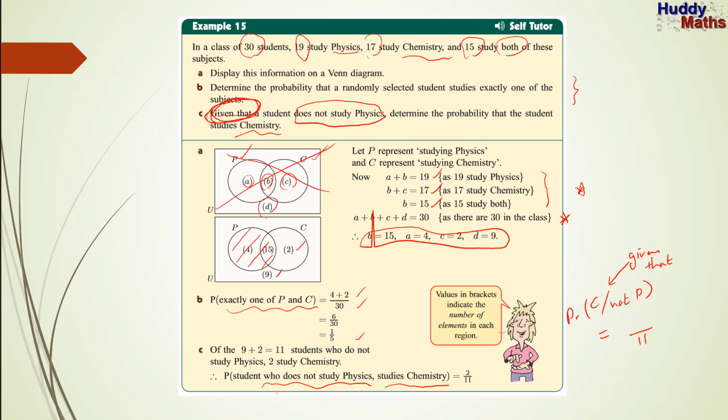It's not out of 30 anymore. You're told some info. And how many study chemistry out of that? It's only this bundle here. So it's 2 out of 11. Do you get the idea? Venn diagrams make conditional probability quite easy because you can see that you're changing the sample space dependent upon the given statement. You're given a certain subset. So it's out of them now, not out of the total. Do you get it? Well, have a go at these.